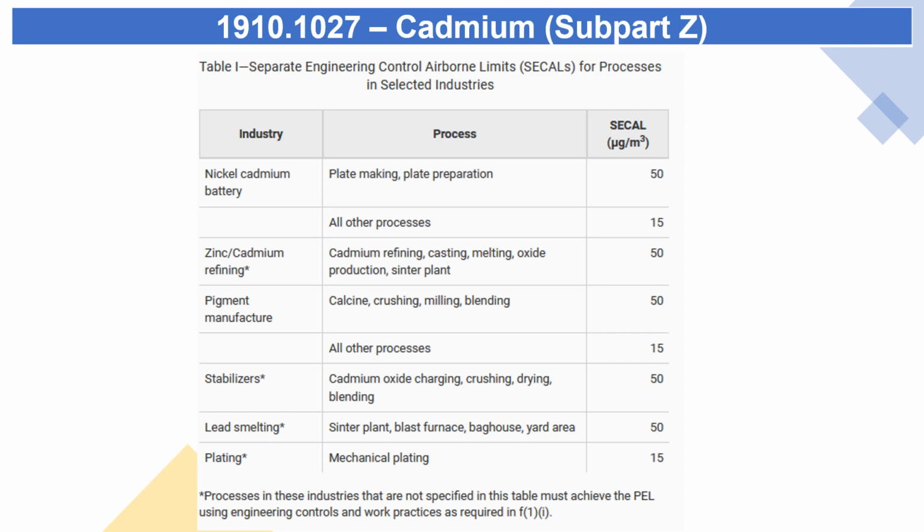Table 1: Separate engineering control airborne limits (SECALs) for processes in selected industries. Processes in these industries that are not specified in this table must achieve the PEL using engineering controls and work practices as required in (f)(1)(i).